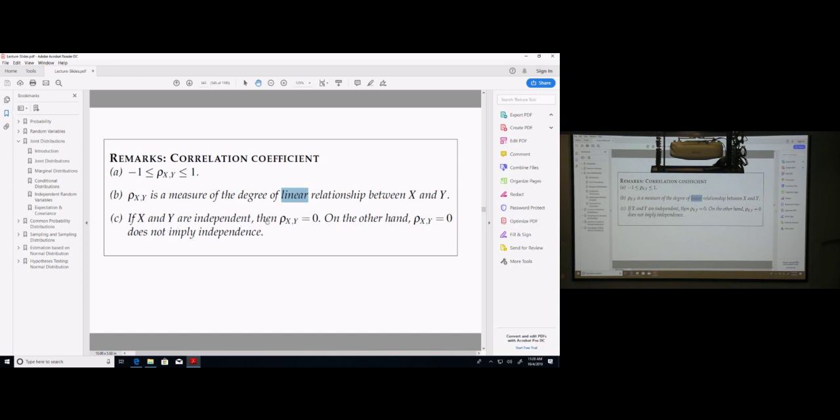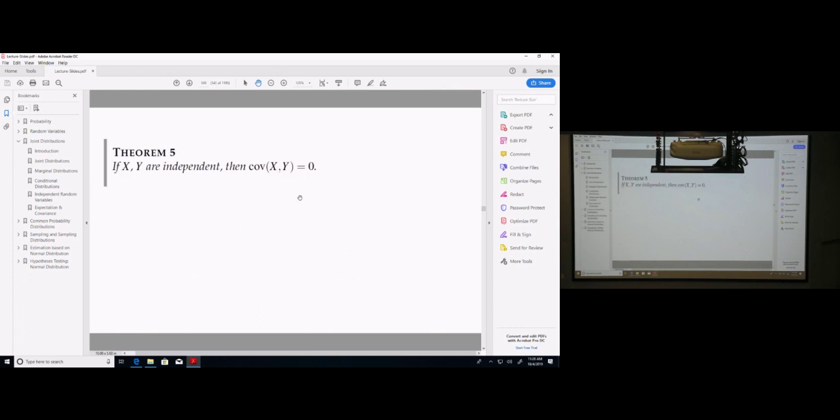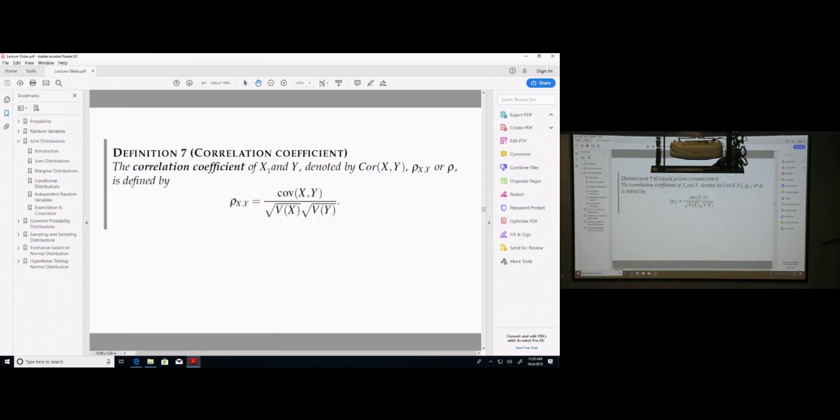Now if x and y are independent, then rho xy is equal to 0. Okay, because rho xy is actually equal to the ratio of this. Coming from the previous slide, if x and y are independent, then the covariance is 0. So what it means is that the numerator here is 0. As a result, the correlation is 0. Okay, in fact, if the covariance is 0, then the correlation is 0. The converse is also true. If the correlation is 0, then the covariance will be 0 because they are connected by these expressions.